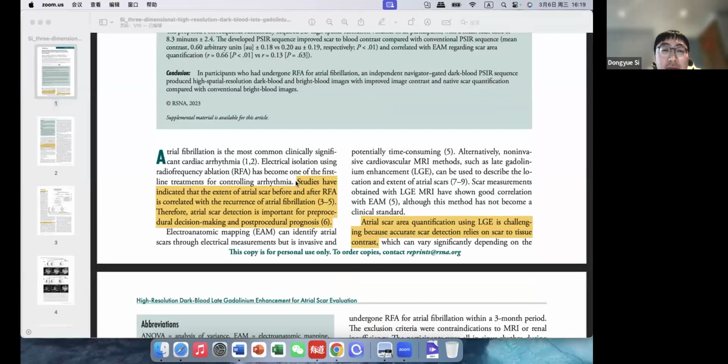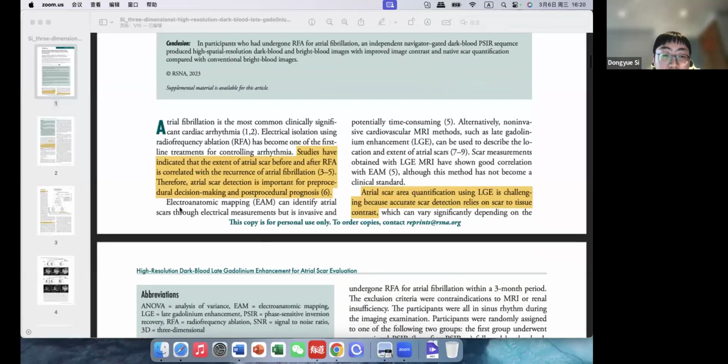Previous studies have indicated that the extent of atrial scar before and after RF ablation is correlated with the recurrence of atrial fibrillation. Therefore, atrial scar detection is important for pre-procedural decision-making and post-procedural prognosis.